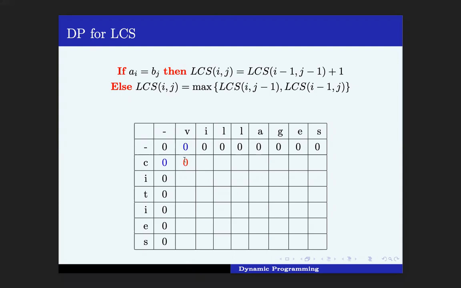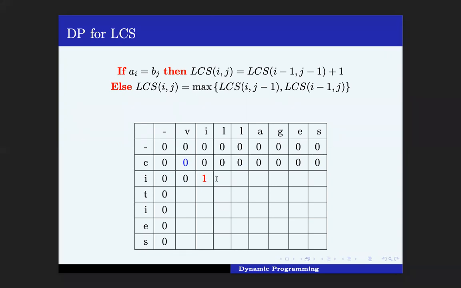Okay, let's look at this one. C and V are different, so it has to be the maximum of this plus this. C and I are different, so it's the maximum of this one. So you keep on doing it and you color all of them. Then I and V are different, so if they're different, you remember it is the top versus the left, the maximum of those. Now comes the next one. This has to be 1, because this is I and I, so it's 1 more than this.